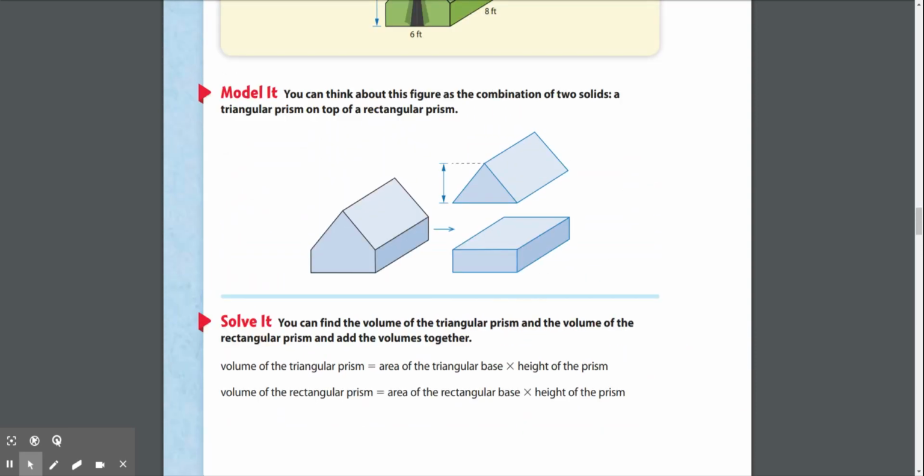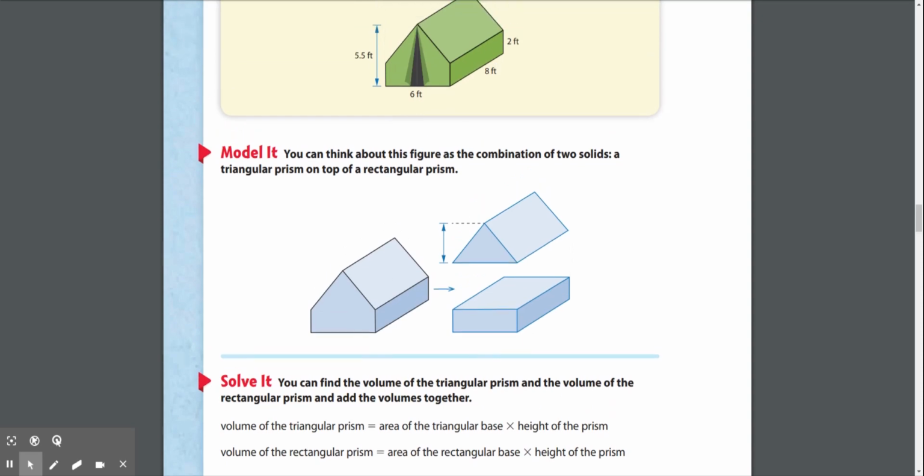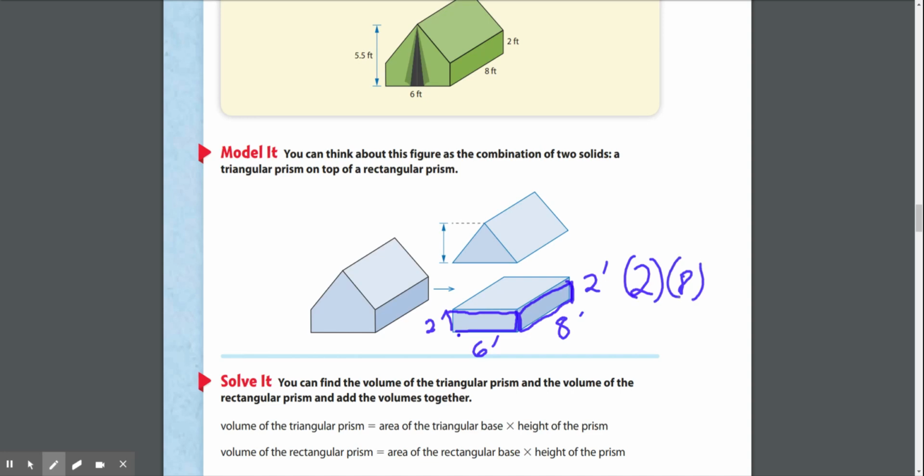Let's look at this before I continue on. So this side right here, the edge right here, has got a height of 2 feet, and it's got a length of 8 feet. And this front of the tent, it's also got a height of 2 feet, and the front of the tent is 6 feet. So the rectangular prism is going to be 2 times 8 times 6.